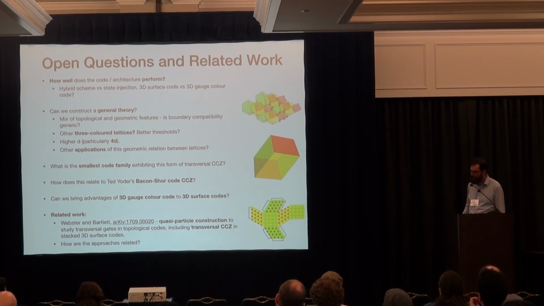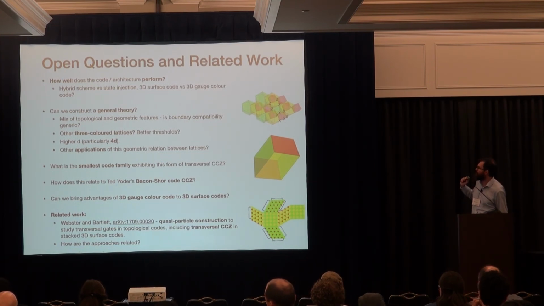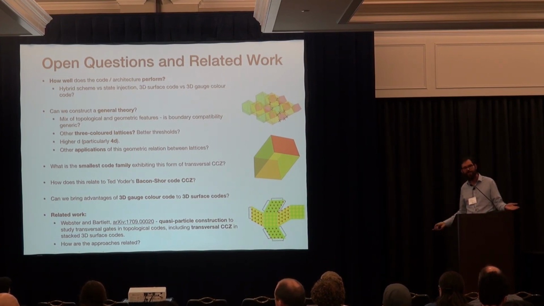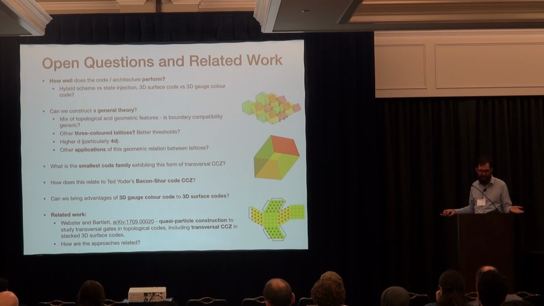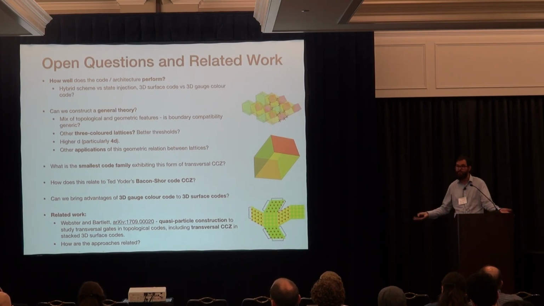But nevertheless, it's rather compelling that in these codes here, we can achieve universal gates without any distillation at all. So I've shown you a specific example of a family of 3D codes which have the transversal CCZ. But can we construct a general theory? I mean, is there something special about the lattice we've chosen? Probably not. So can we show that this is a generic construction? Can we generalize it to higher dimensions, in particular 4D?